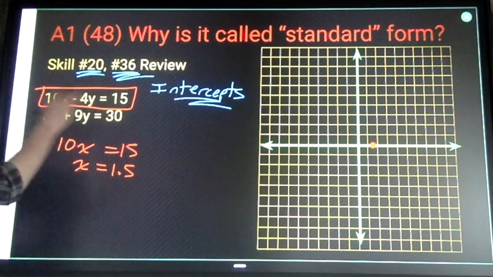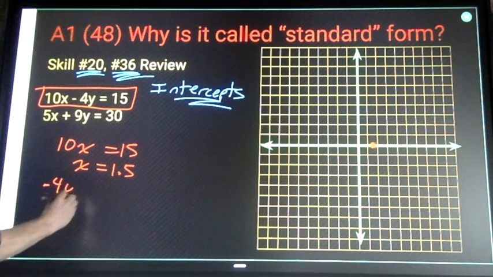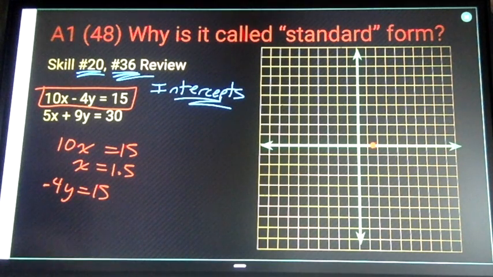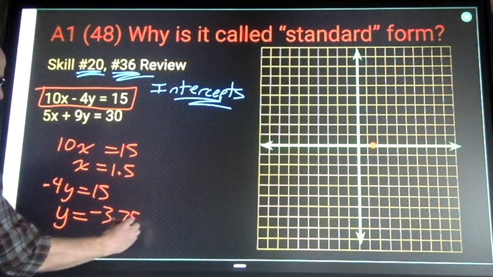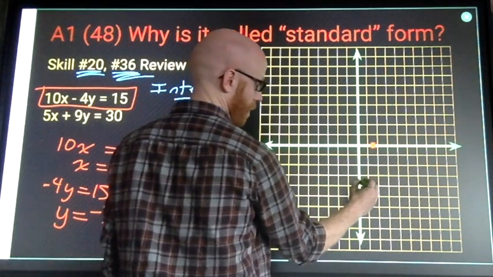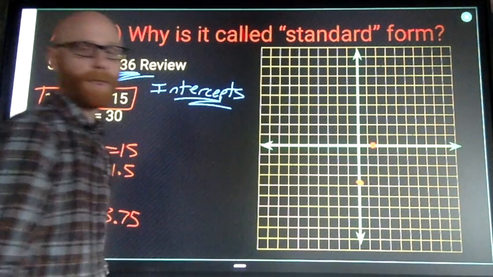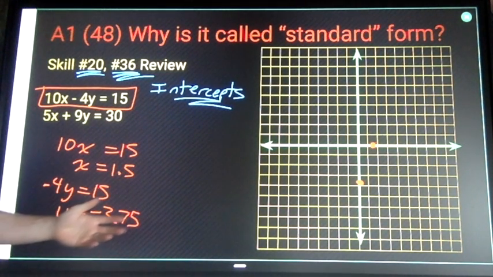My y-intercept for that red equation, I'm going to let x equal 0. We got negative 4y equals 15. Divide both sides by negative 4, and we'll get y equals negative 3.75. Right around there. Okay? So it's very easy to find the x and the y intercepts from standard form because you get to drop out a variable and just do a simple division.